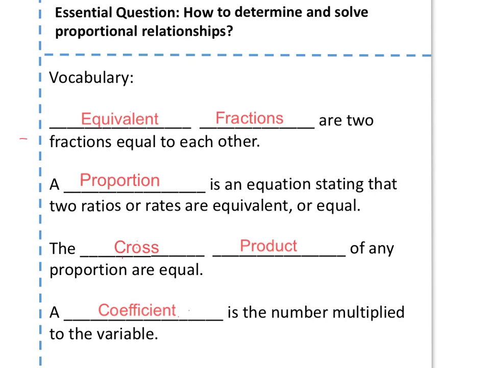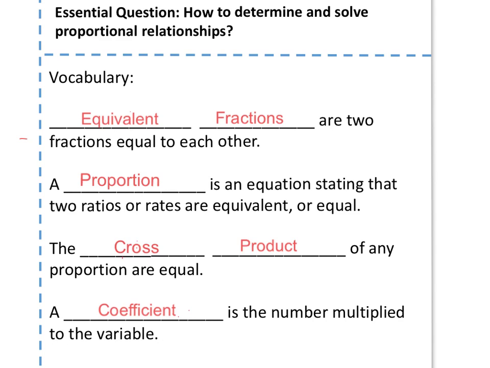Now our vocabulary: equivalent fractions are two fractions equal to each other. A proportion is an equation stating that two ratios or rates are equivalent or equal. And again, ratios are simply another way of saying fractions. And a rate is when you compare two different units of measure. So when you're talking miles over hours, and then you're comparing them as fractions.